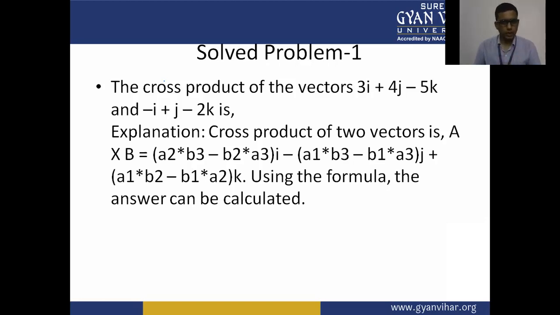Using this formula, the answer can be calculated. So it is the multiplication of the cross product, and you are able to find the product of A cross B. Vector A is defined by 3i plus 4j minus 5k, and vector B is given by minus i plus j minus 2k.